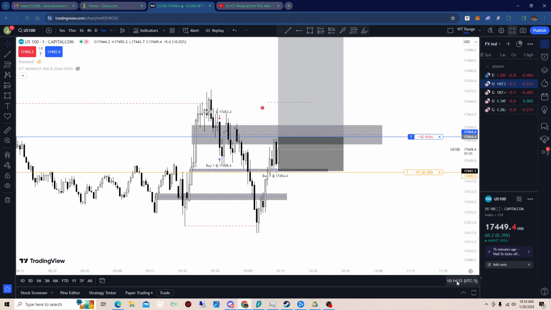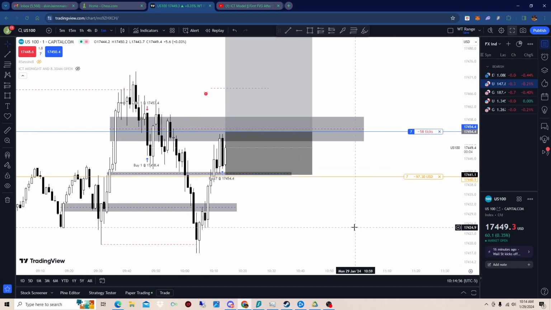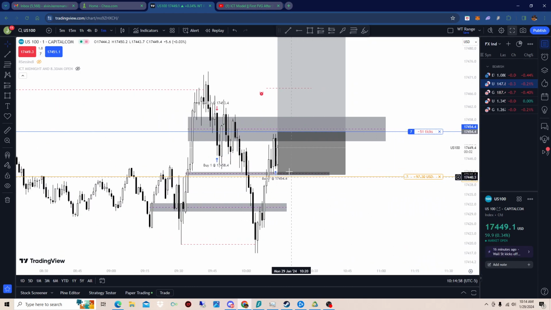It looks like we're still in that little bracket of an hour time zone, so we still have some volatility.